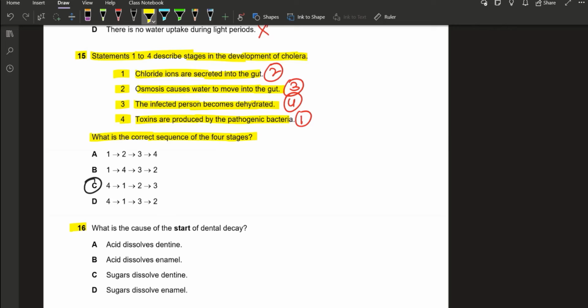Question number 16. What is the cause of the start of dental decay? Option A says acid dissolves dentine, which is wrong. Option B says acid dissolves enamel, which is correct. Option C says sugar dissolves dentine, which is wrong. Option D says sugars dissolve enamel, which is also wrong. So the correct option would be option B.